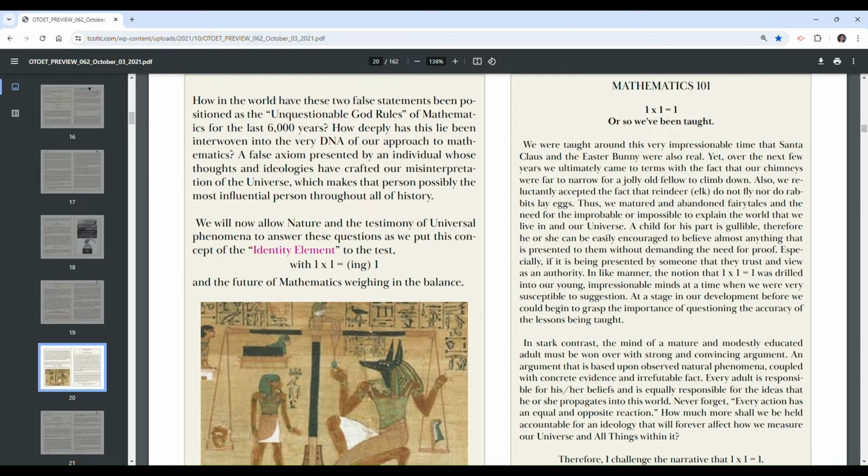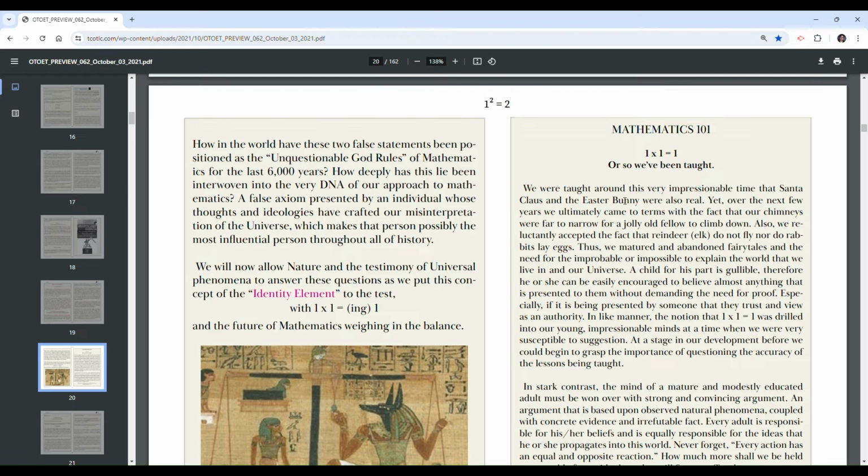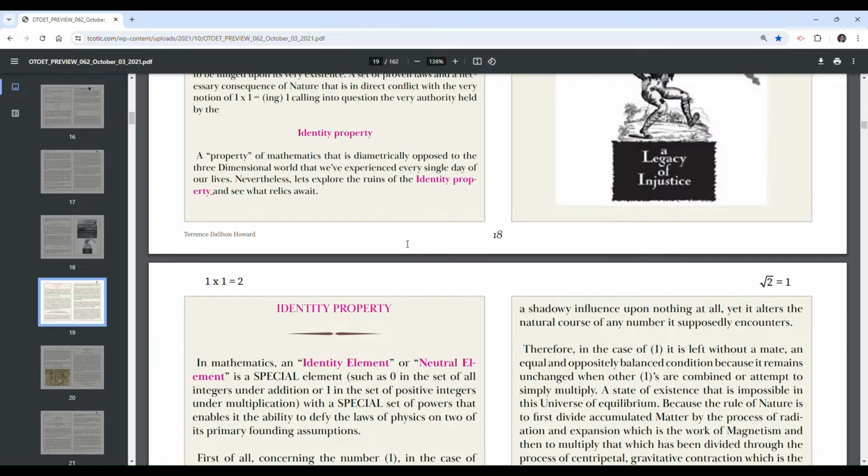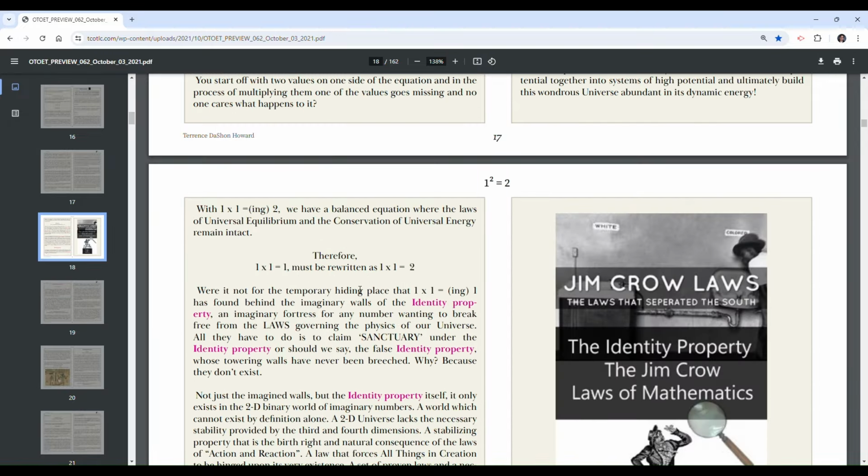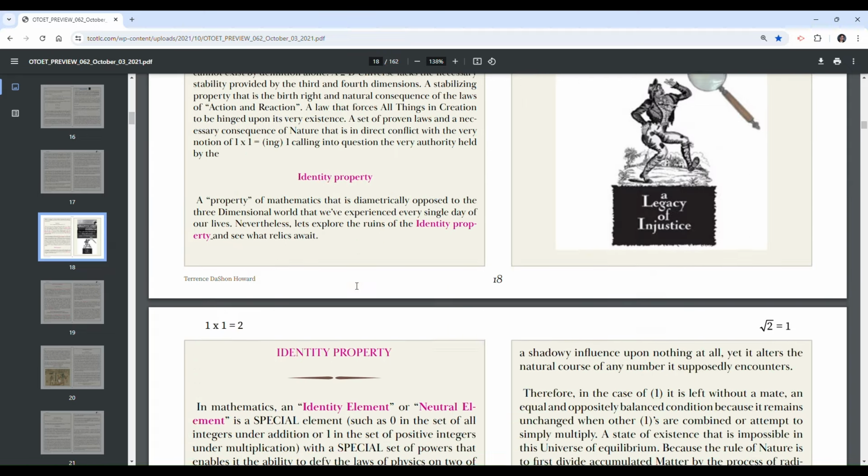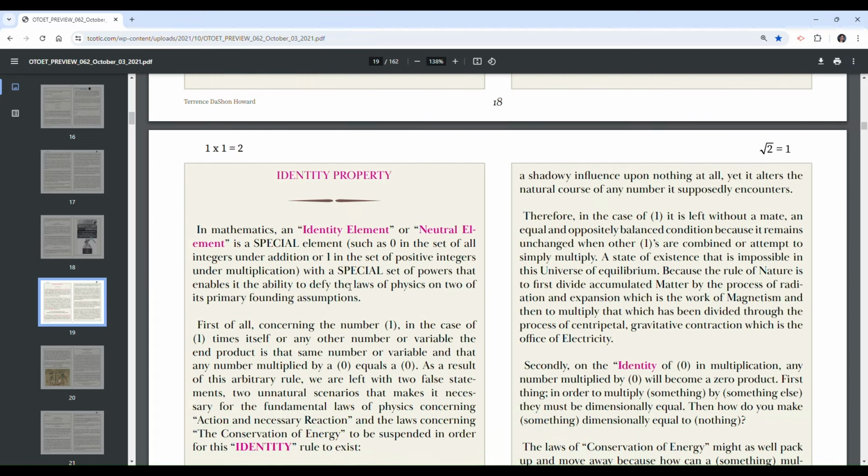Okay, so he does Math 101. He's still on this. He's got a proof up here that 1 times 1 does not equal 1. It equals 2. So he even says therefore. That's usually how you end a proof in math. You usually say therefore. And then he just keeps on with it.